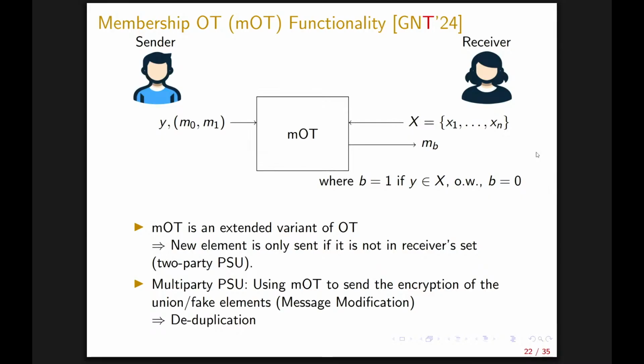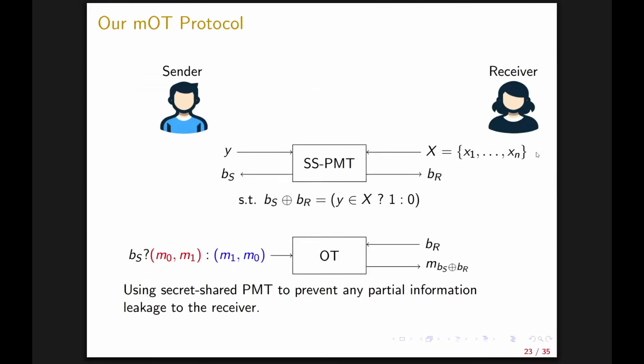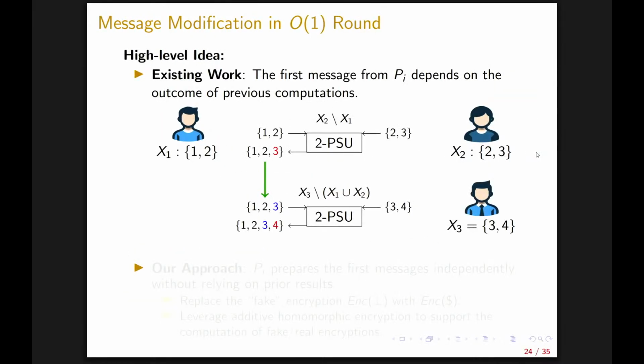All right, I'll go very quickly over how we implement membership OT. Back to the question that you raised: now, instead of revealing the bit, we have to do secret sharing because it's a multi-party setting. And depending on B, you just flip M0 and M1 and get MB, which is what you want. Just believe me on this one.